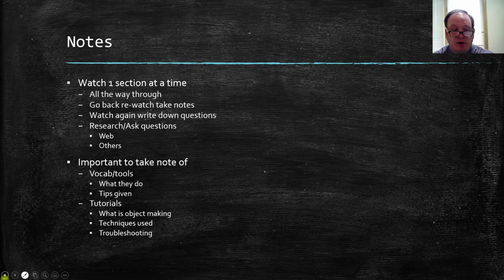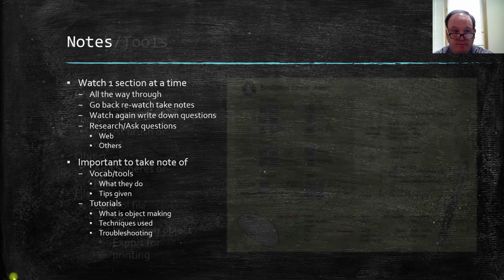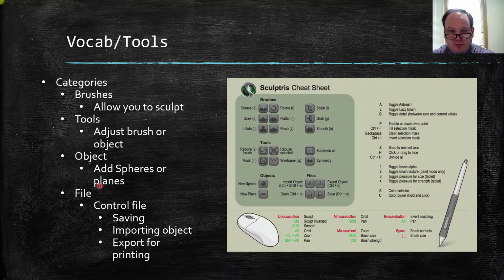Okay, so let's jump right into tools and vocabulary. All right, so Sculptris, got a little cheat sheet here. This cheat sheet will be available for you in the materials section of Google Classroom, but it's broken into, let's see, 1, 2, 3, 4 sections.